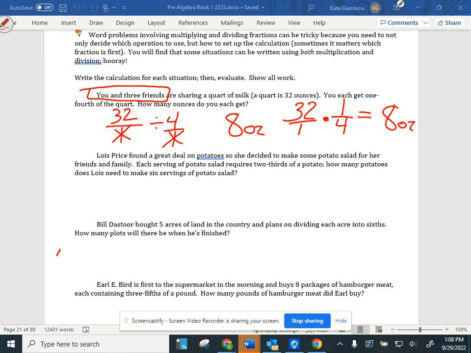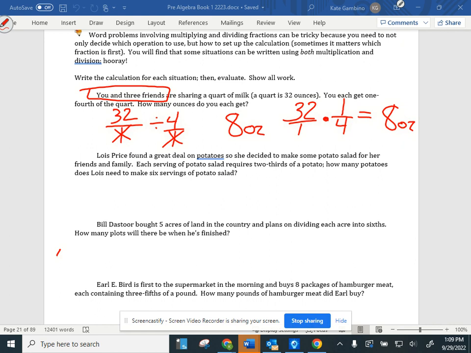Let's do one more together. They are tricky, so follow along. Lois Price found a great deal on potatoes, so she decided to make some potato salad for her friends and family. Each serving of potato salad requires 2/3 of a potato. How many potatoes does Lois need to make 6 servings of the potato salad? How should I set that up?